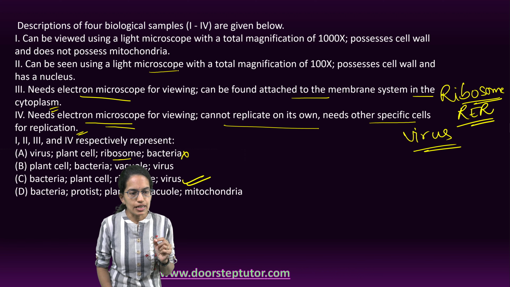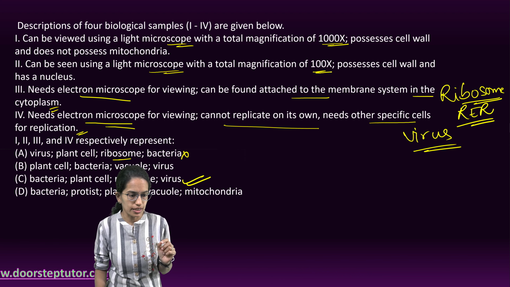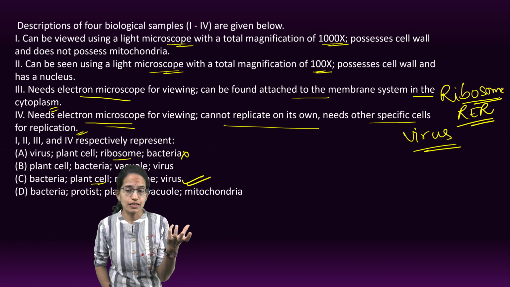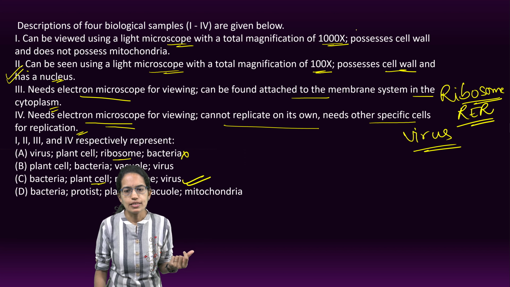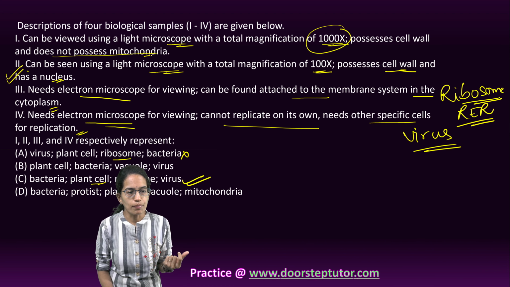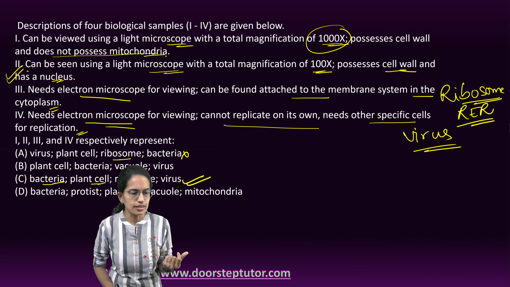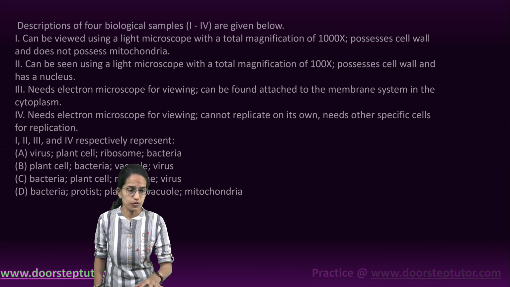If we can see it under a light microscope with a 1000x magnification or 100x. So a plant cell definitely requires lesser magnification, has a cell wall and a nucleus. So definitely B is a plant cell. And 1 requires a higher magnification but does not have mitochondria. So definitely that's a bacteria. So C automatically becomes the right option for this question.